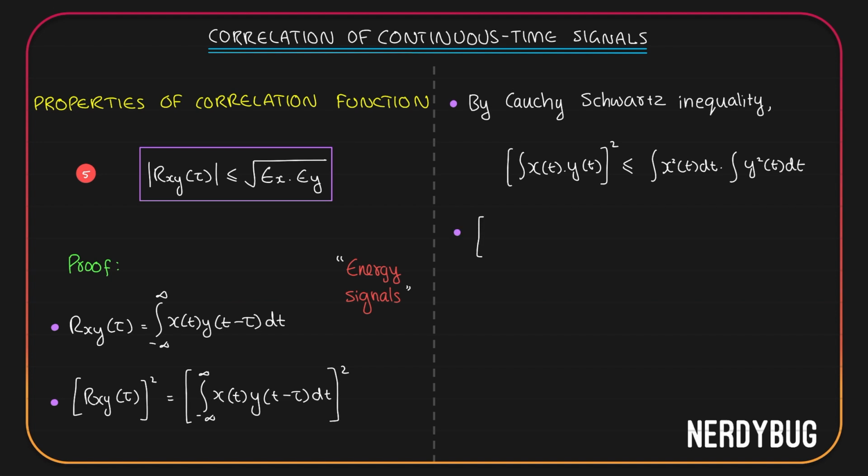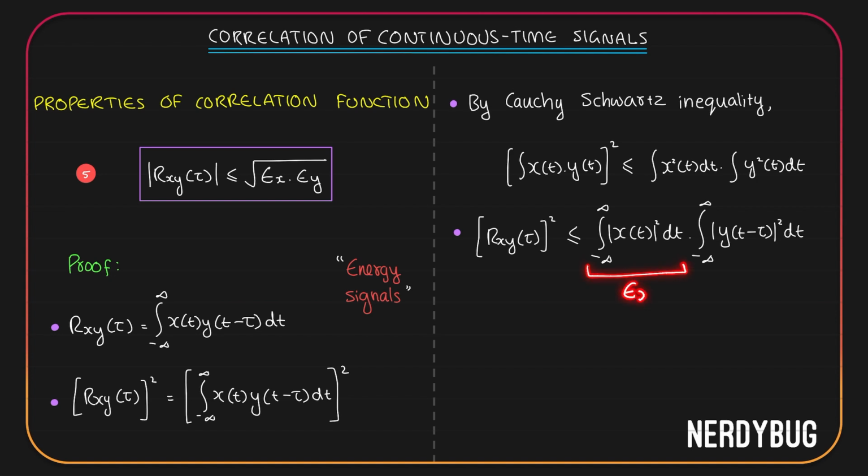If we apply that here, we can write the square of Rxy of tau. This will always be less than or equal to the integral from minus infinity to infinity. Let's take the square of the first function x of t, so x of t square dt, multiplied by the integral from minus infinity to infinity of the square of the second function y of t minus tau, square dt. I took the magnitude square by assuming the generalization, what if x of t and y of t are complex valued.